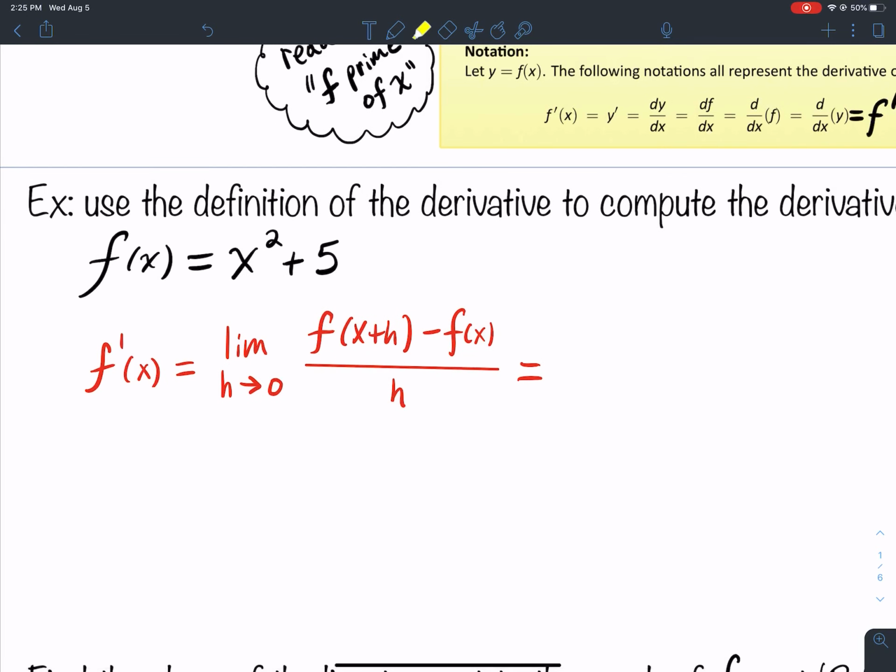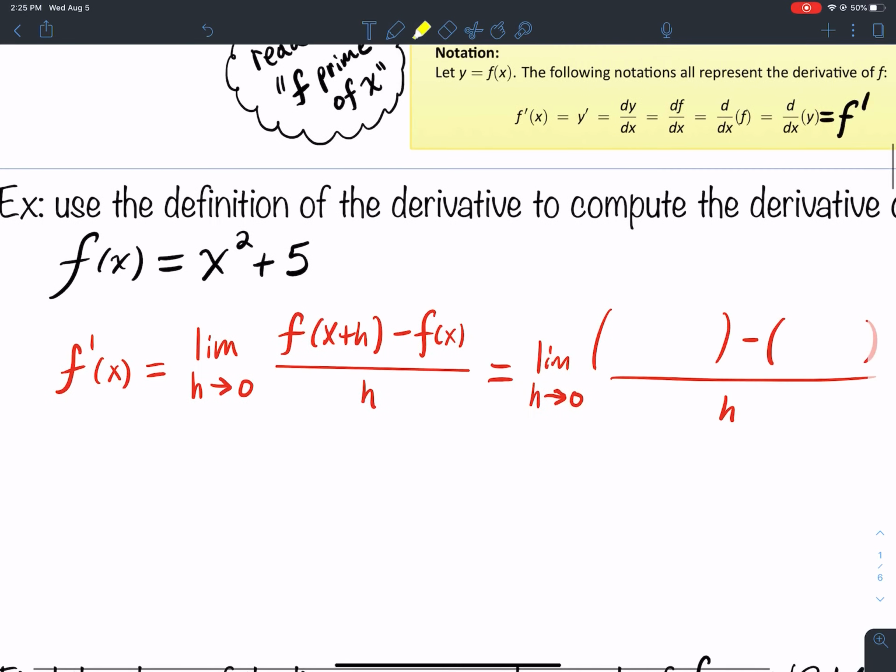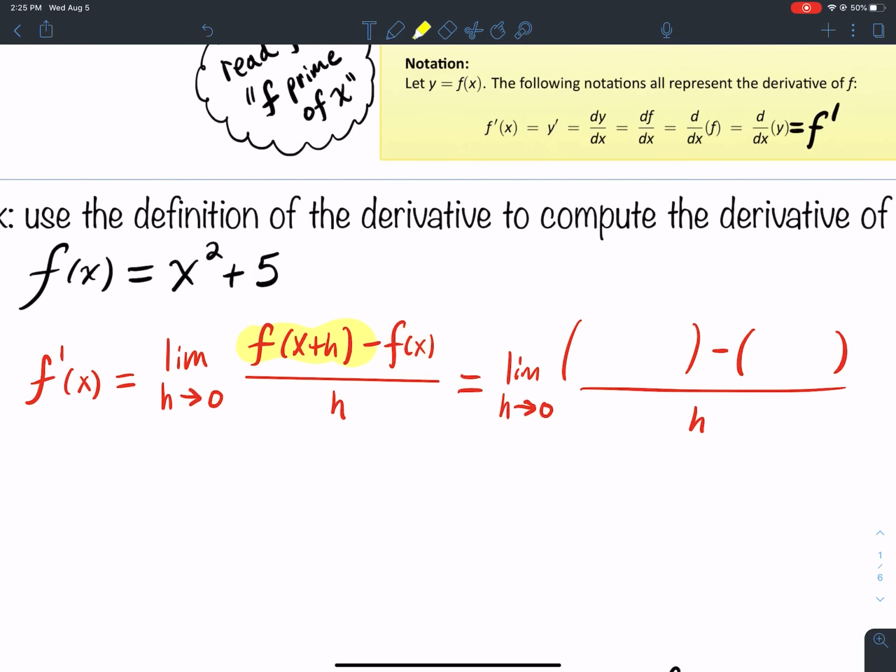Okay, now I want to apply the definition to that. So limits are staying the same. I write my limit every time. Now, the problem becomes, what is f of x plus h and what is f of x? Well, we are told f of x equals x squared plus 5. So everywhere I see an f of x, I'm going to put an x squared plus 5. And what about f of x plus h? Well, f of x plus h, think about this. Everywhere I see an x, I replace it with x plus h. So I replace that x with x plus h, quantity squared plus 5.